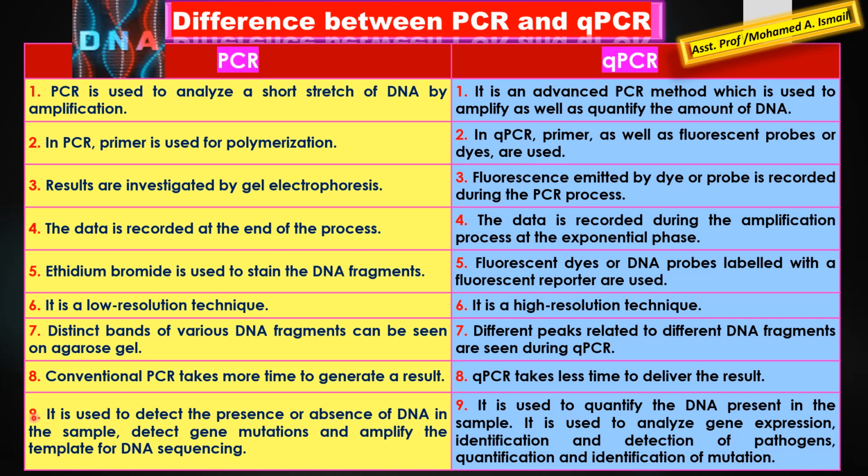Number 9. It is used to detect the presence or absence of DNA in a sample, detect gene mutations, and amplify the template for DNA sequencing. 9. It is used to quantify the DNA present in the sample. It is used to analyze gene expression, identification and detection of pathogens, quantification and identification of mutation. Thanks, Dr. Nelly.